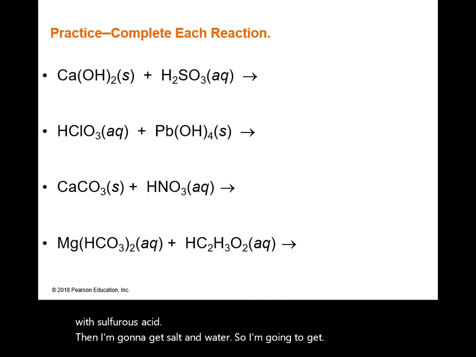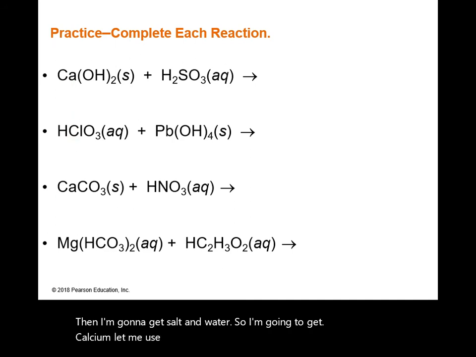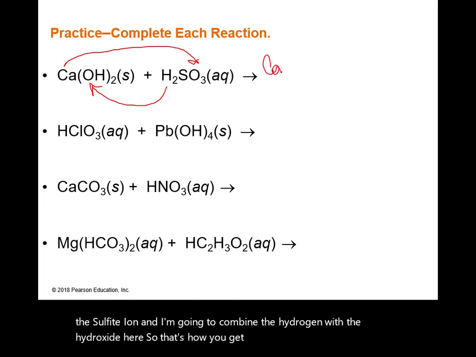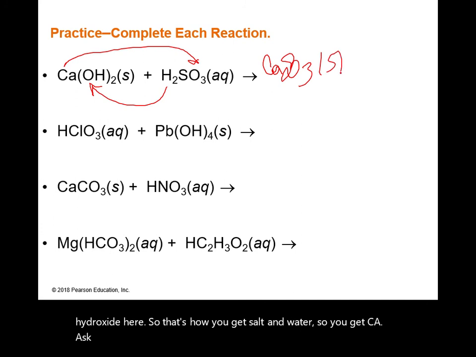So I'm going to get calcium. Let me use my pen here. I'm going to take the calcium with the sulfite ion, and I'm going to combine the hydrogen with the hydroxide here. So that's how you get salt and water. So you get CaSO3 solid plus 2H2O.